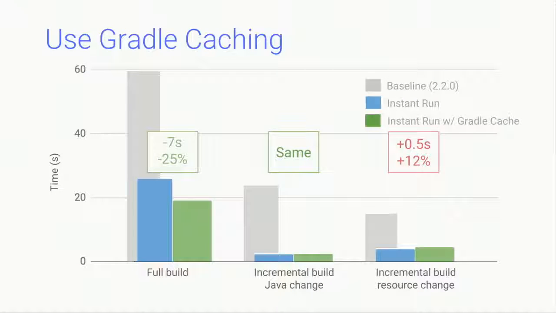And these are the numbers that I got after turning on the build cache, even though we haven't fully taken advantage of it yet. So you can see the full build actually dropped down by 7 seconds, and it negated the regression that was introduced by Instant Run. And the incremental build actually got slightly slower. That's something that we're looking into.